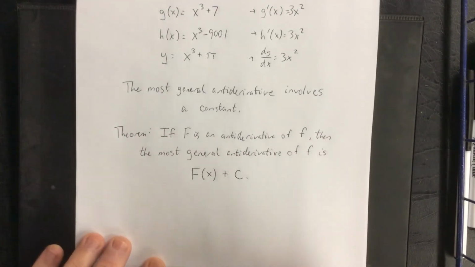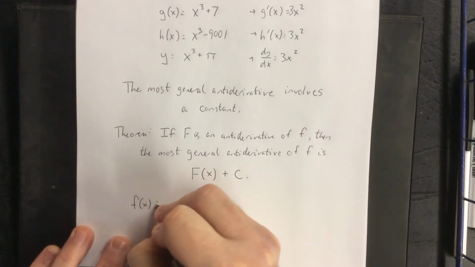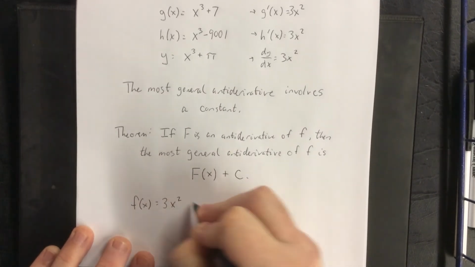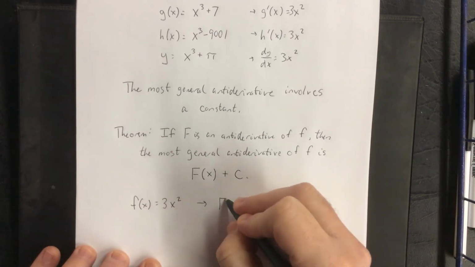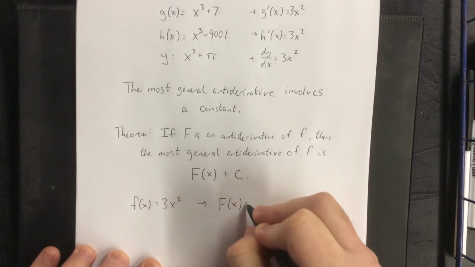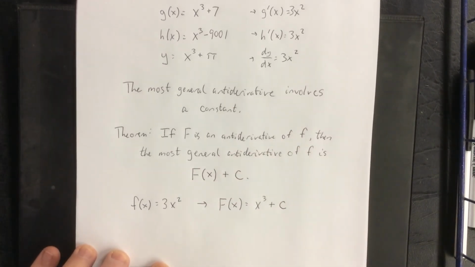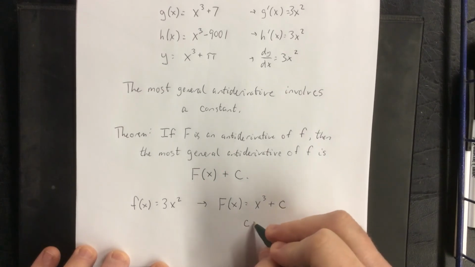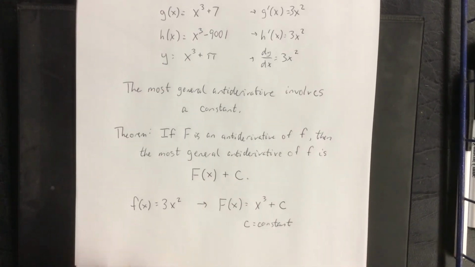So with that in mind, using the notation that we were using before, if f of x is equal to 3x squared, and I'm looking for the most general antiderivative of this, I would call that capital F of x is equal to x cubed plus c, where c represents a constant. Typically, C will be the notation that you'll use, and if you're taking a look at WebAssign problems, I believe they use capital C for their generic constant.